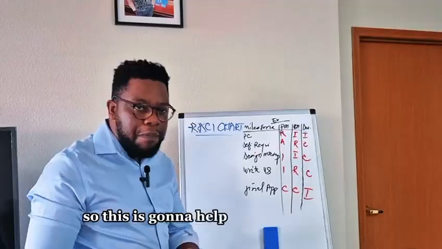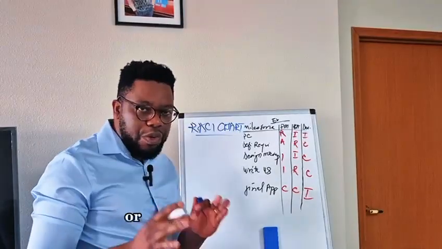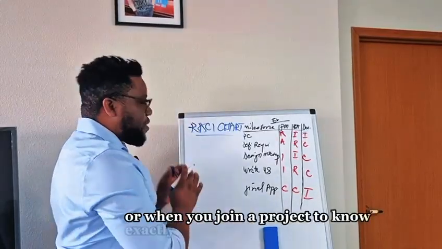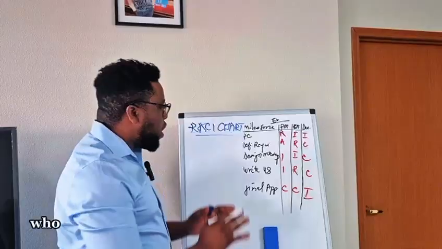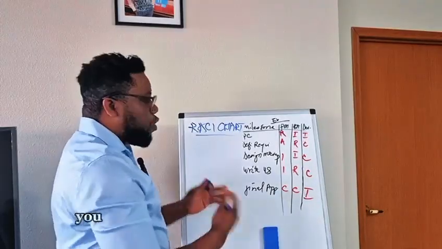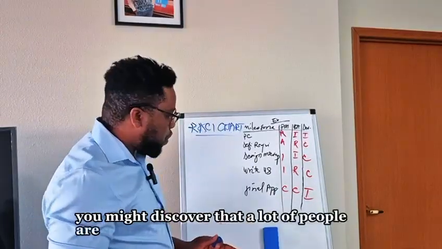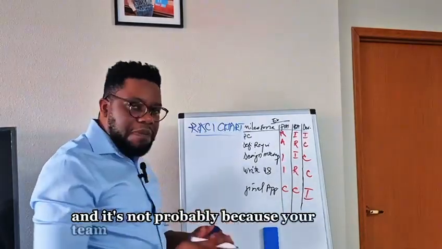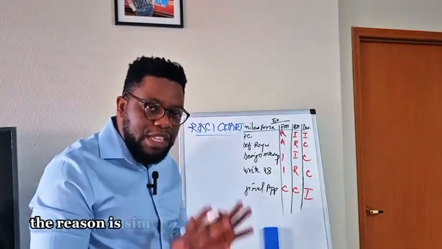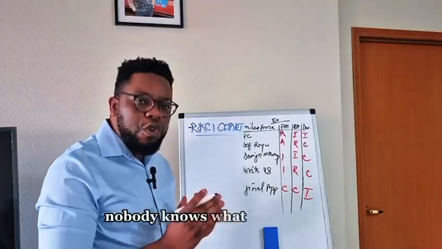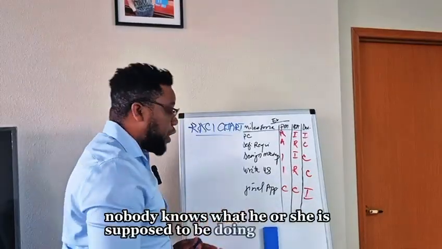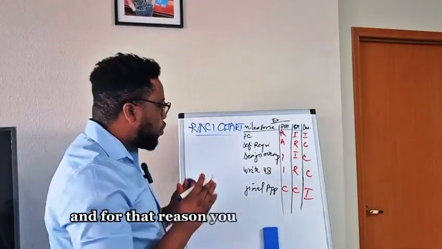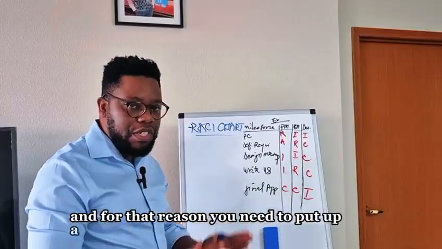This is going to help you when you come on board or join a project to know exactly who has to do what, who is responsible for which task. You might discover that a lot of people are confused and tasks keep falling through the cracks. It's probably not because your team is lazy. The reason is simple: nobody knows what he or she is supposed to be doing. For that reason, you need to put up a RACI chart.